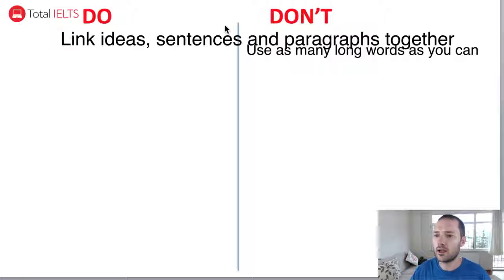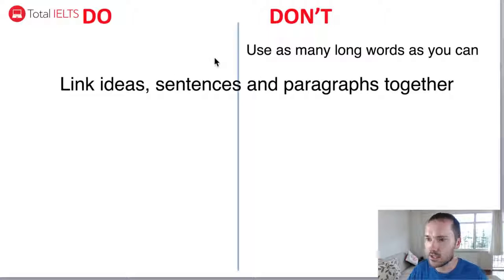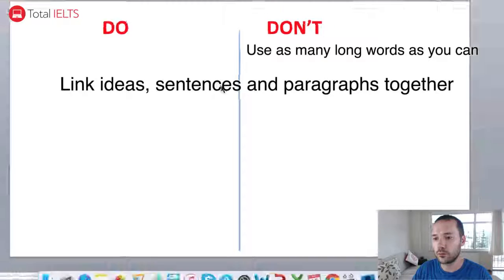The next one: link ideas, sentences, and paragraphs together. If you could remember, this refers to the coherence and cohesion criteria that your examiner is going to use. Of course, this is very important, linking ideas, sentences, and paragraphs. So that's a do.